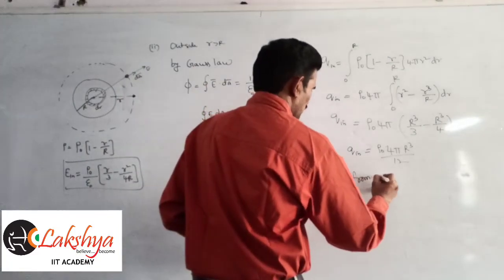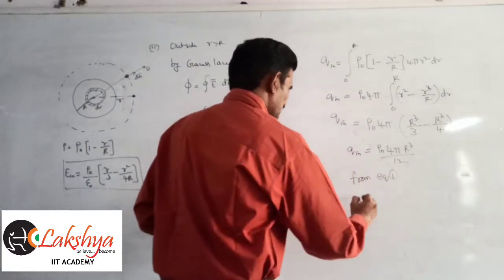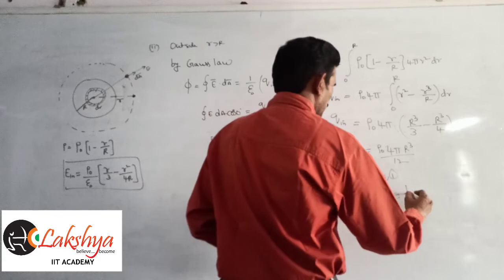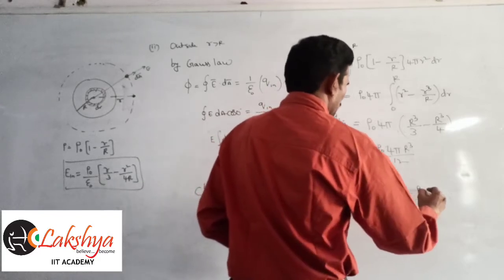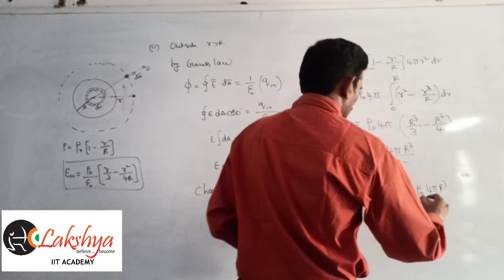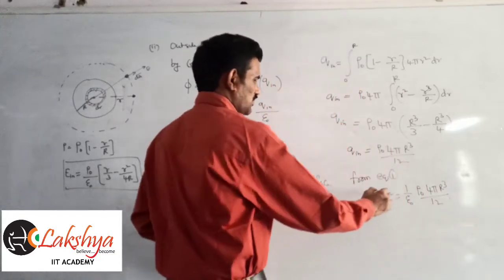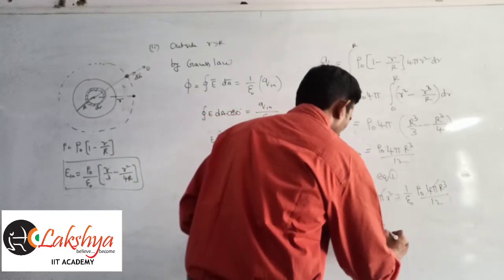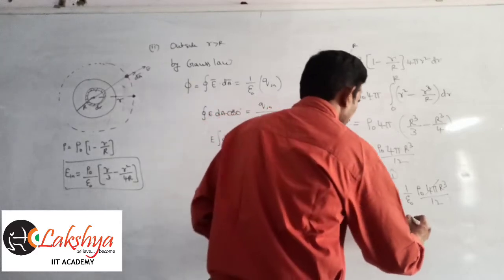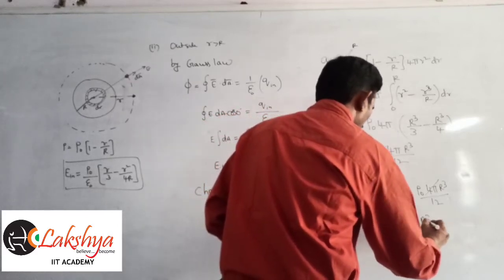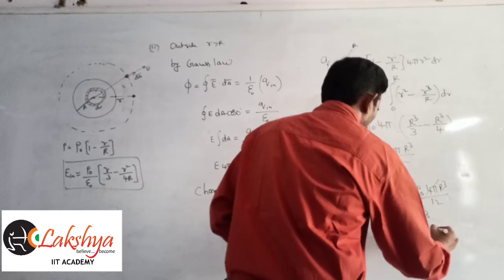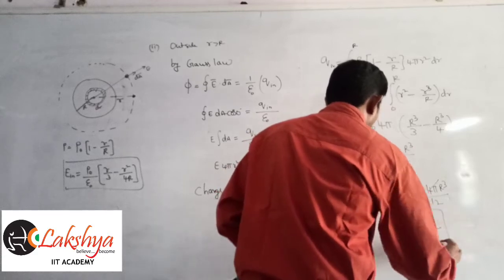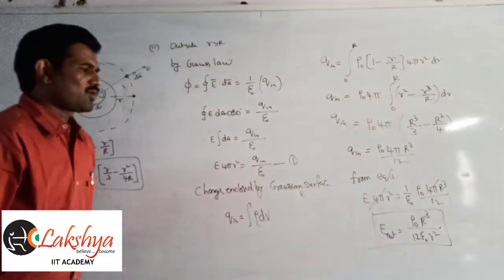And now I can substitute this q_in value in our Gauss law equation. Therefore from equation 1 you can write E into 4 pi r square is equal to 1 by epsilon naught into rho naught into 4 pi R cube by 12. So this 4 pi and 4 pi you can cancel, and therefore I can write the intensity of electric field outside the sphere as rho naught R cube by 12 epsilon naught r square. So that is our outside expression.